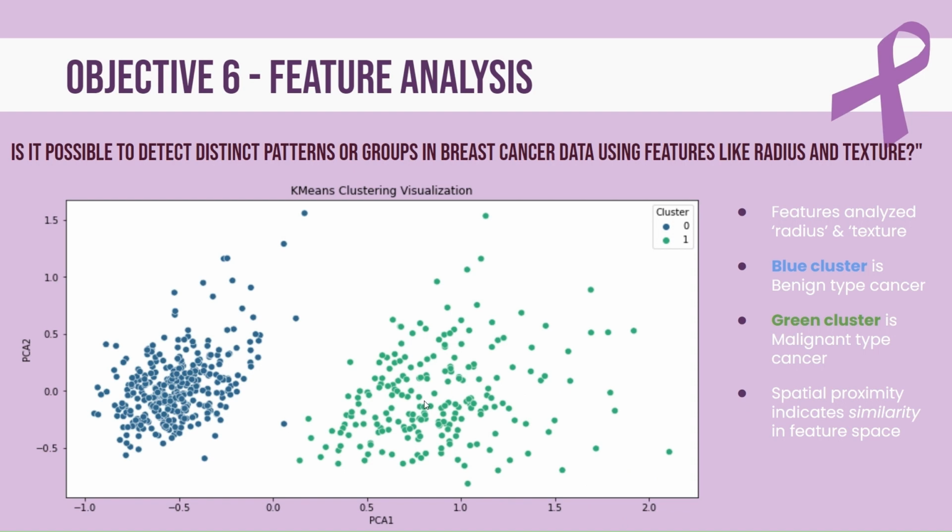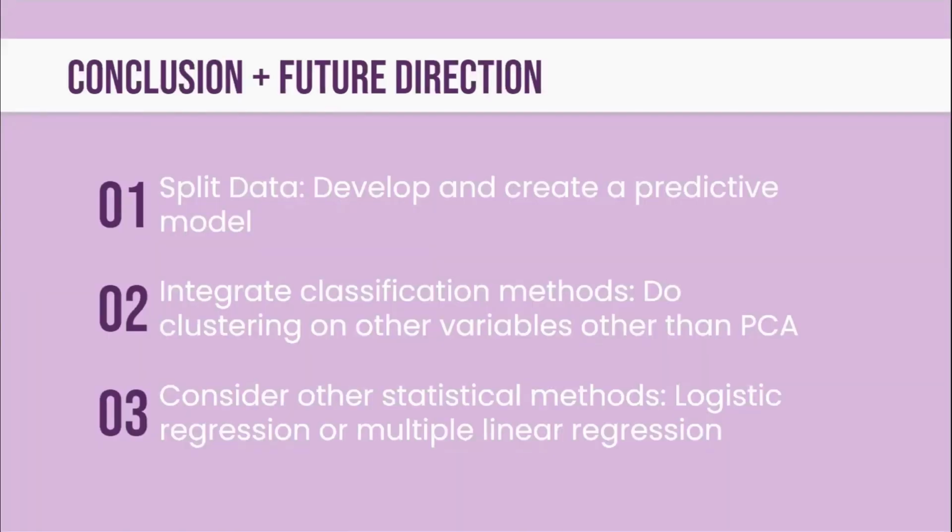The similarity in feature space contributes to the tight grouping observed, indicating that the tumors within the same cluster have common characteristics. In terms of future direction, we've highlighted 3 main points. The first is to implement a predictive model, where we can predict whether a patient will be classified as M or B based on splitting our data into a training and test set.